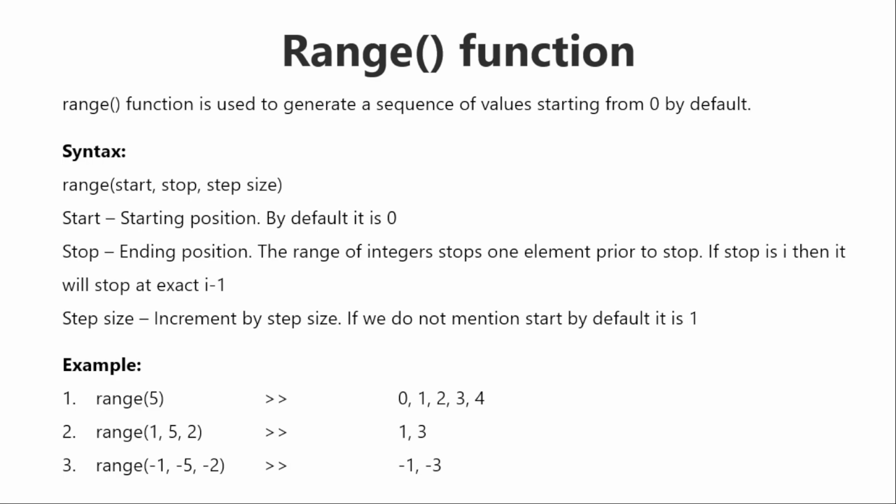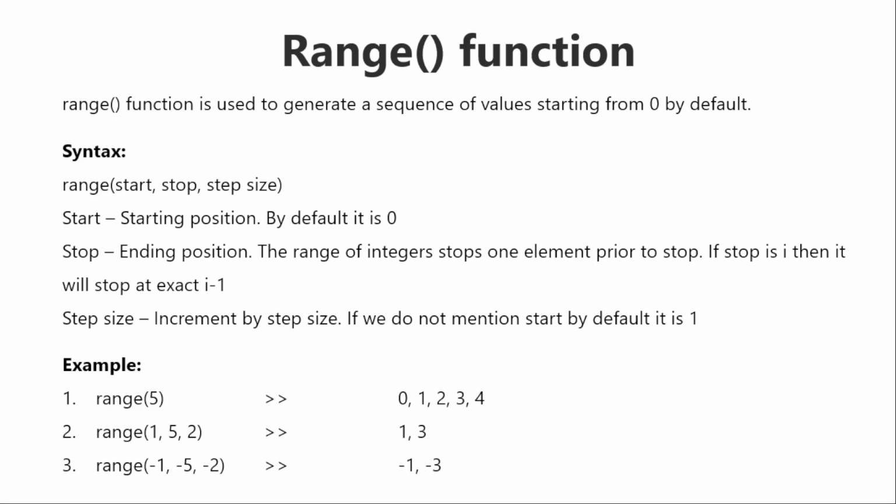The starting position by default will be 0 and stop is the ending position. The range of integers stops one element prior to stop. If stop is n, then it will stop at exactly n minus 1. For example, if you are giving a range of 5, then it will stop at 5 minus 1, that is 4. So it will print the elements till 4.